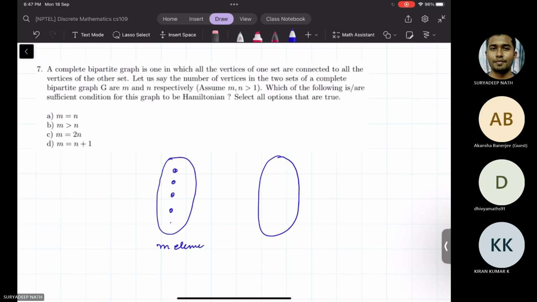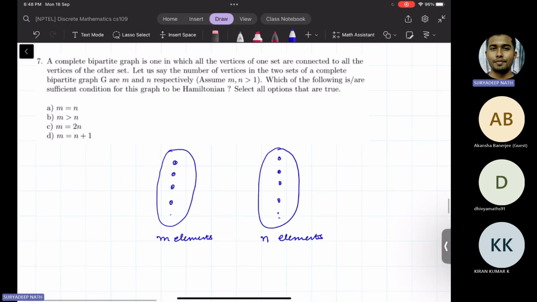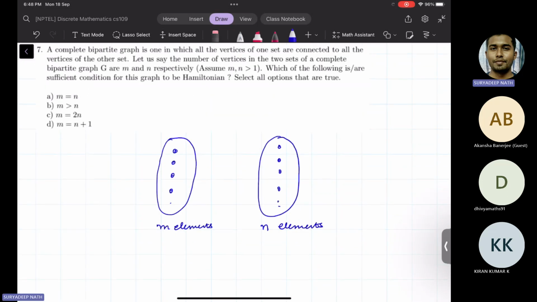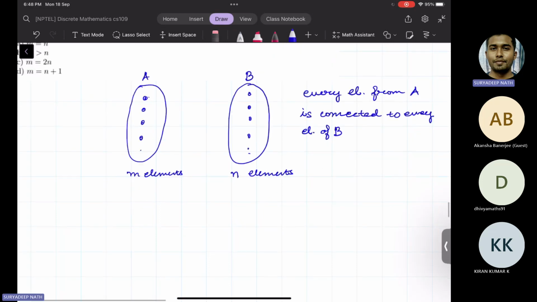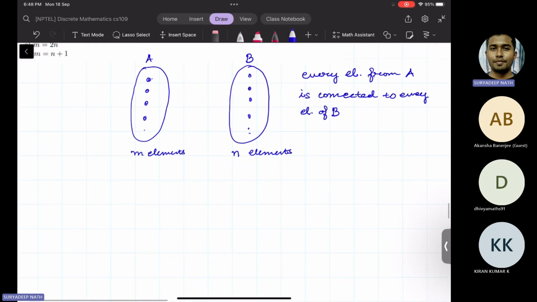m elements and you have n elements. Now in a complete bipartite graph, every element in one set is connected to all the elements in the second set. So let us call these sets A and B. So every element from A is connected to every element of B.